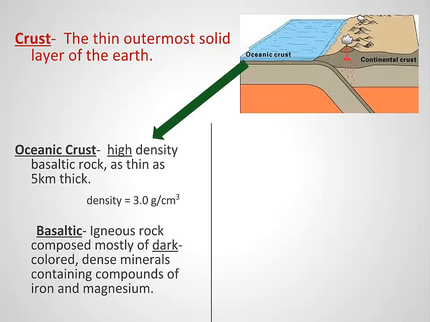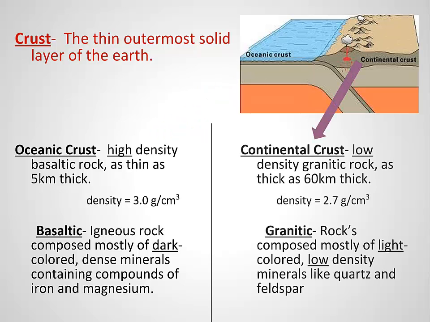There's oceanic crust, which is a very high density. It's made out of basalt, has a density about 3 grams per cubic centimeter, and this is found underneath the ocean floor. Underneath the continents, we have what's called continental crust. It's made out of granitic rock, and it has a density of about 2.7 grams per cubic centimeter. So it's a little bit less dense. And also, if you look at the diagram, you see that it's quite a bit thicker.